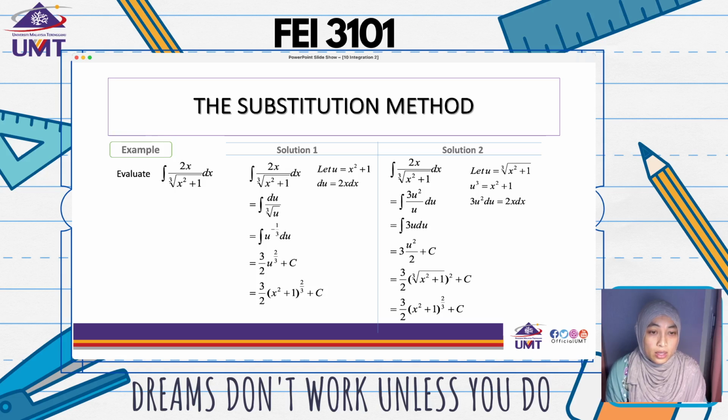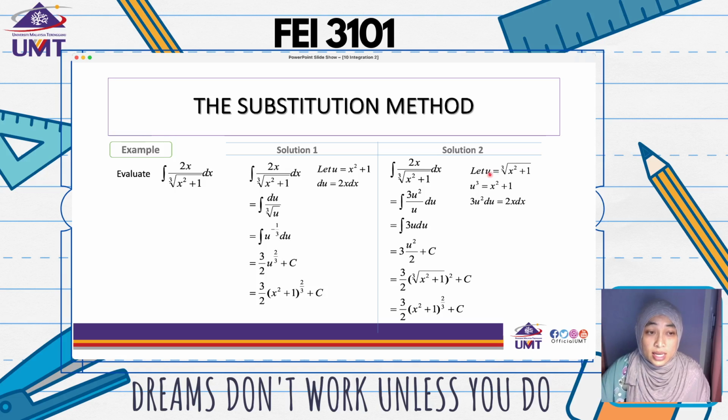As you can see here, the first one is the function 2x over (x squared plus 1) to the power of 1 over 3, right? And for solution one, we let u equal x squared plus 1, then we get du equal to 2x dx. So substitute it inside here and you get the answer 3 over 2 u to the power of 2 over 3 plus c. And then don't forget to substitute it back into the original function, because you want the answer in x, not in u.